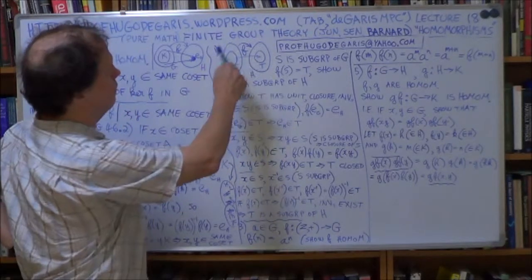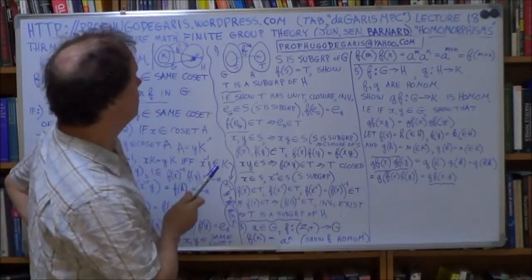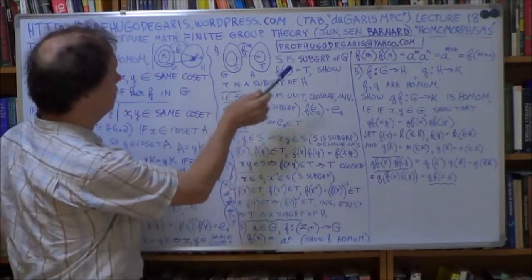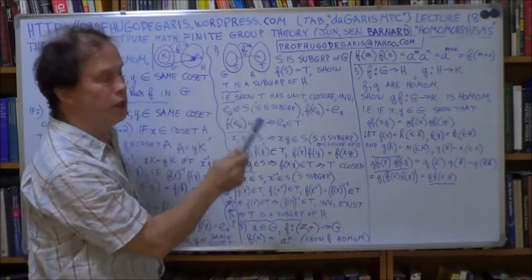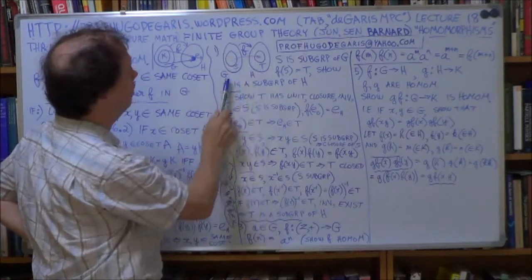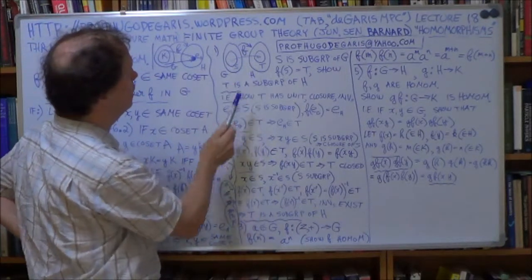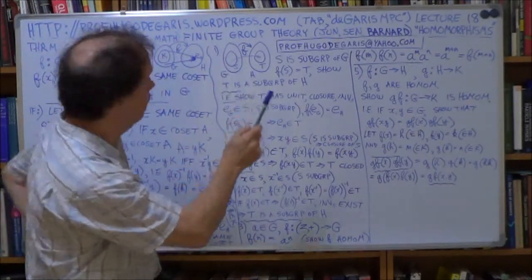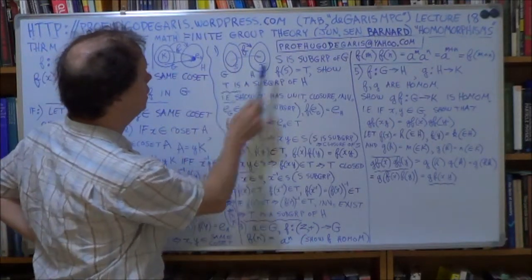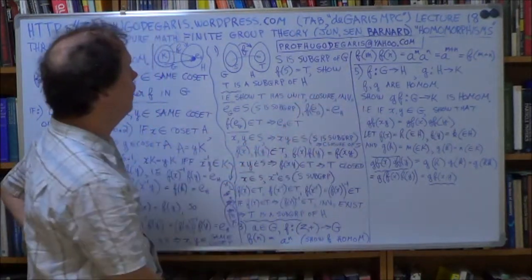I've drawn it here in terms of Venn diagrams, so it's easier to understand. So the usual: you've got a group G and a group H, and you've got a homomorphic mapping between the two of them, between G and H. You've got a subgroup S, a subgroup of G.